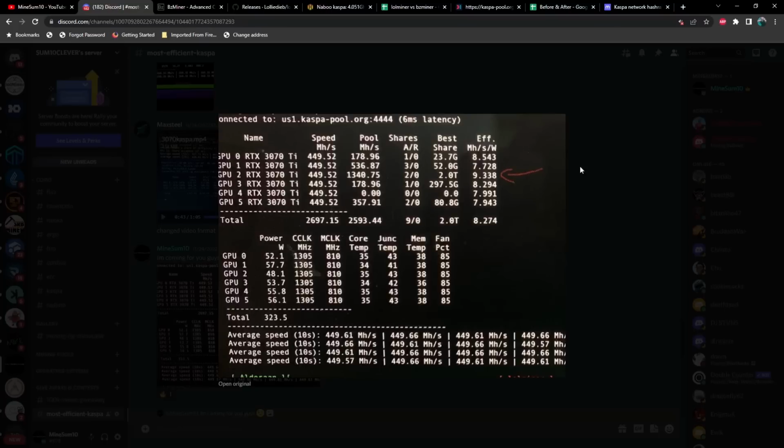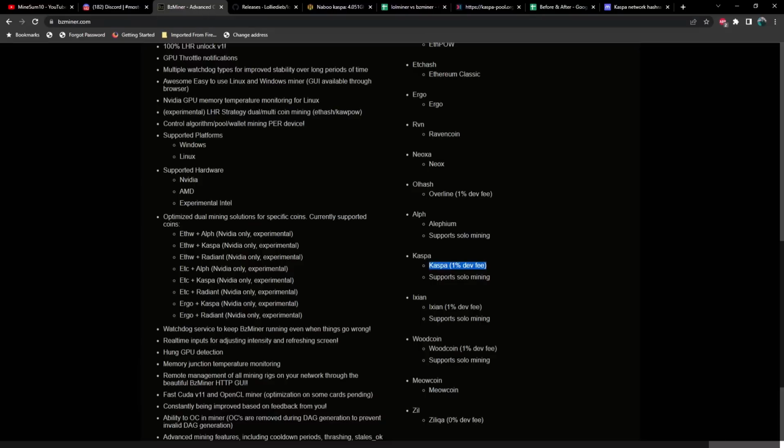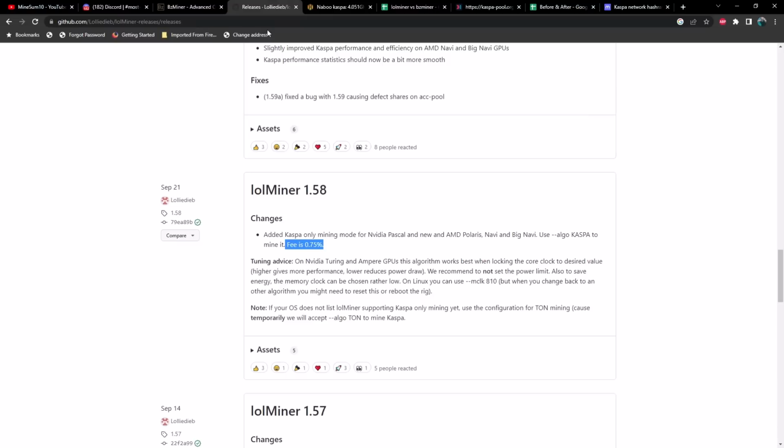And this is using lolMiner, by the way, but we are going to show you the difference between the two of them, and also cover things outside of efficiency that I've noticed. So first, as far as fees are concerned, 1% dev fee for BzMiner and a 0.75% dev fee for lolMiner. So not a significant difference between them there.